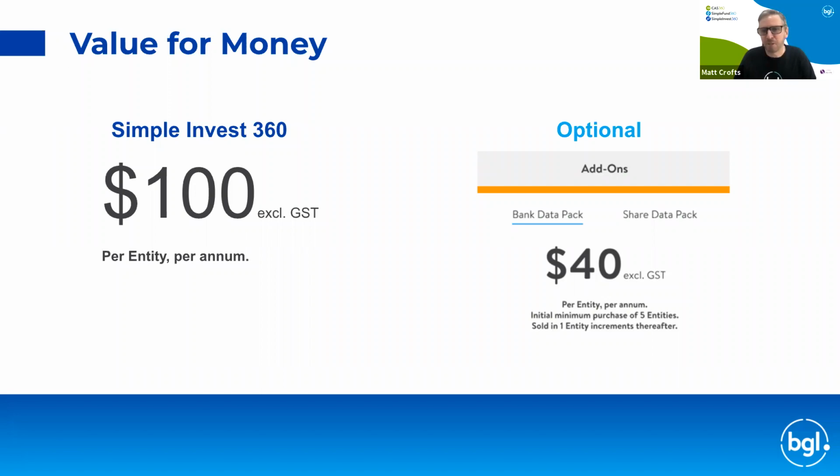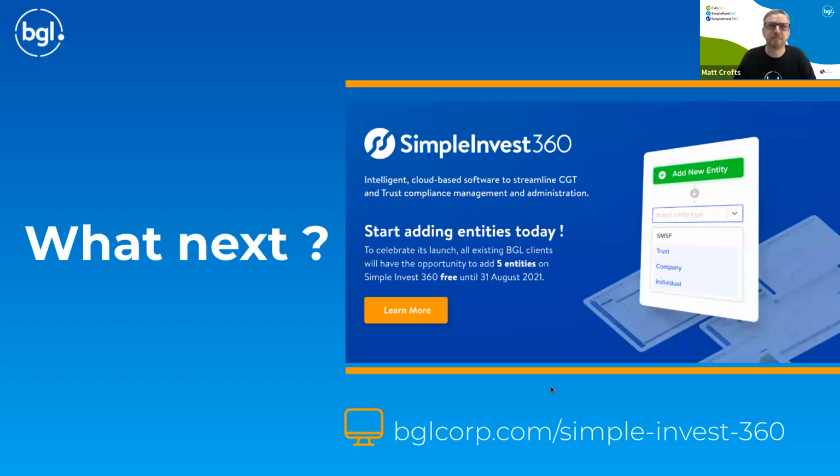So that's really it. As I said, Ron's been very generous, giving all our cloud clients 5 free entities up until the 31st of August. Just jump into the software, log in as normal, and just add an entity. Don't come back to me on support and say, I don't know how to add an entity. I showed you how to add an entity. There's really just these 2 steps: add new entity and then just choose the trust. The rest you'll just find very intuitive.